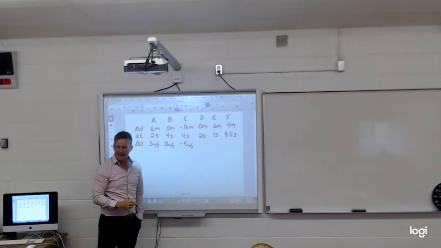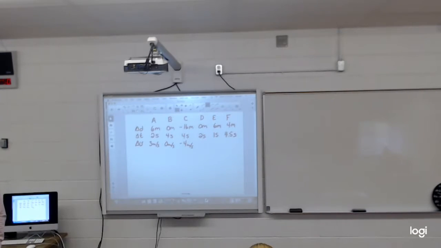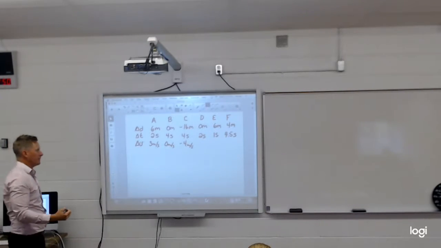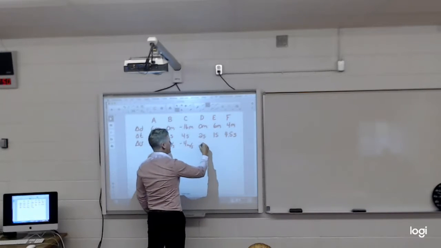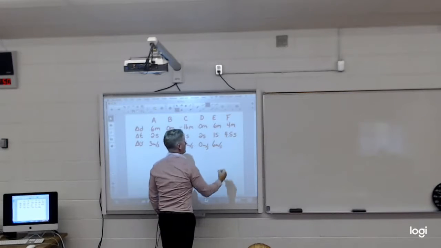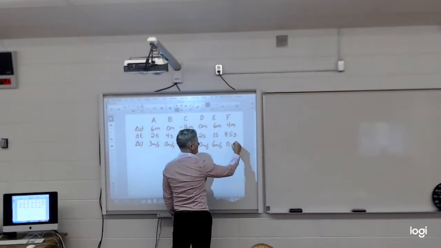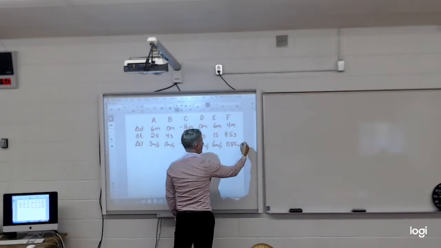So what does that mean again? You're going down, going in the opposite direction than what you initially were going in. Okay? Then I have 0 meters per second. Then I have 6 meters per second. And then I have 8.9 meters per second.